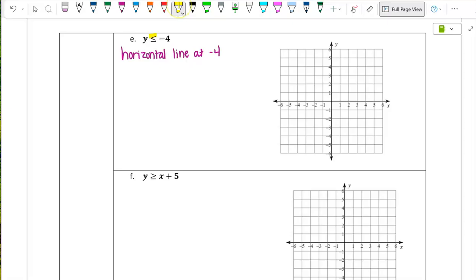And then if I look at my inequality symbol, is this going to be a solid line or a dashed line? Solid, it's that less than or equal to, that line under the inequality symbol. That's what tells me when I have to have that solid, because it's saying or equal to, so it needs to be included. So I go to negative 4 on my y-axis, and I'm going to draw a solid horizontal line there.